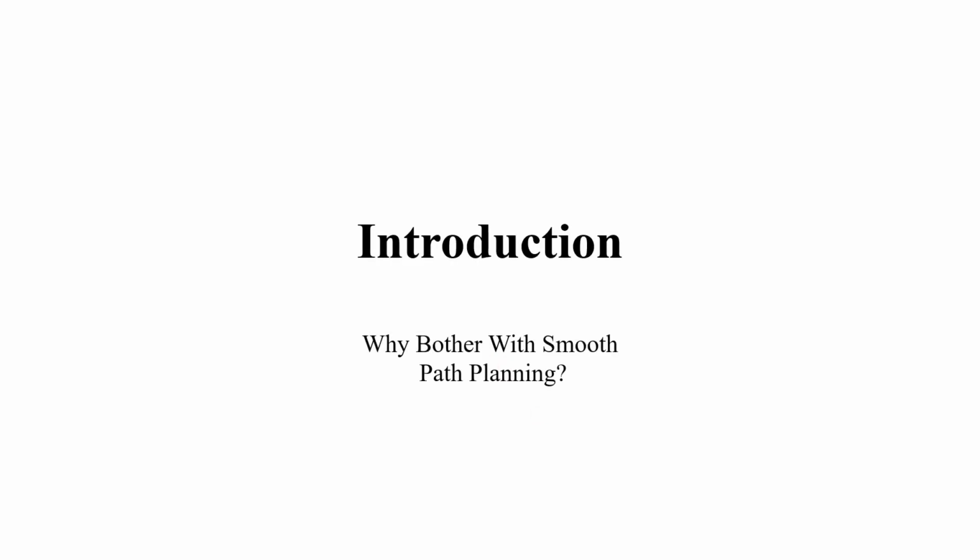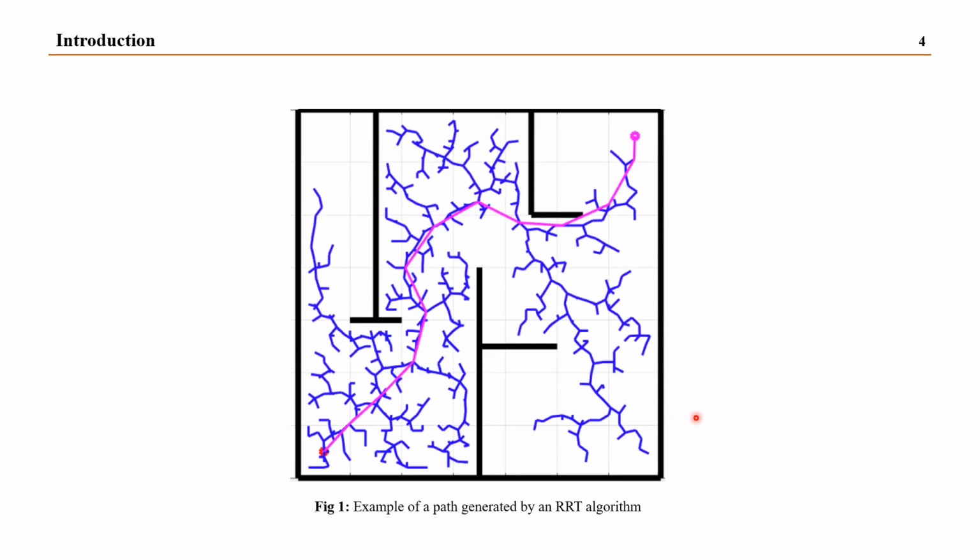First, an introduction. And we're just going to answer the question of why we even bother with smooth path planning. So the figure here would show a path generated by an RRT-like algorithm. It could be an RRT star, RRT smart, or RRT star quick, or any of the variants that we previously discussed in other videos. One of the main characteristics of this path is that it is made up of a series of line segments. So it is a piecewise linear path. This means that we have many corners at different junctions between these line segments.